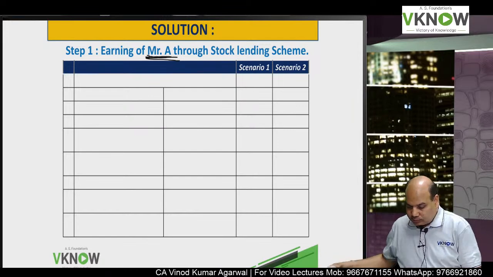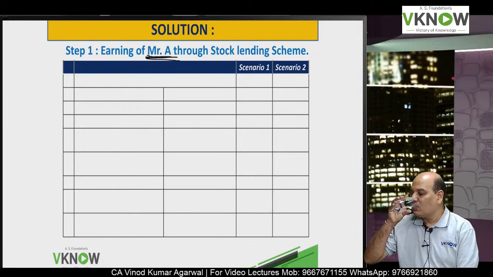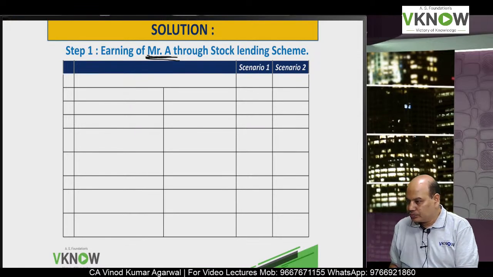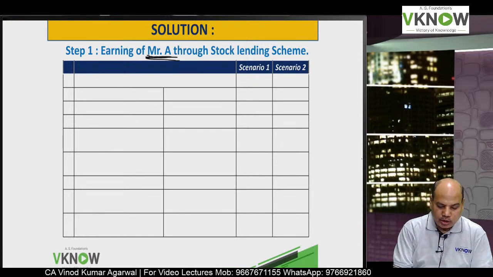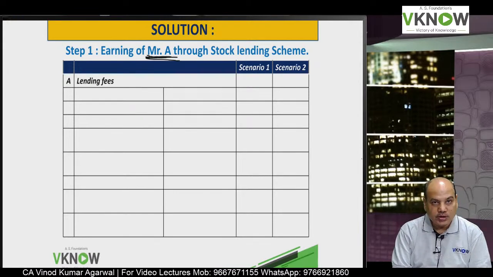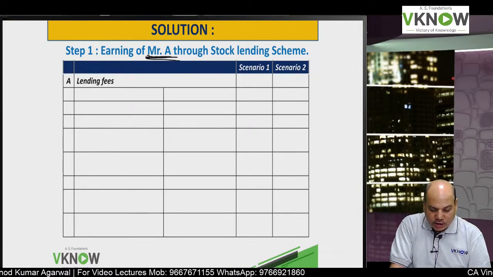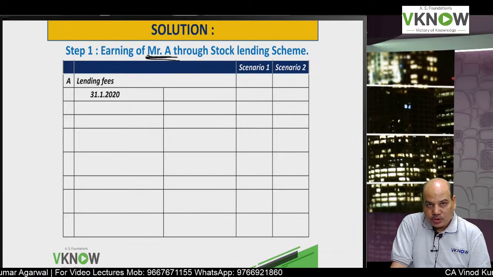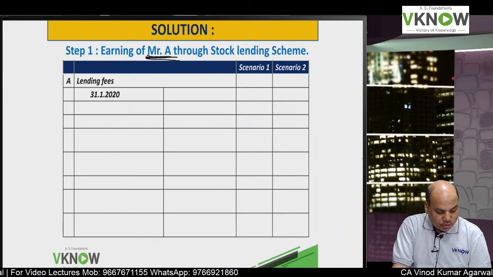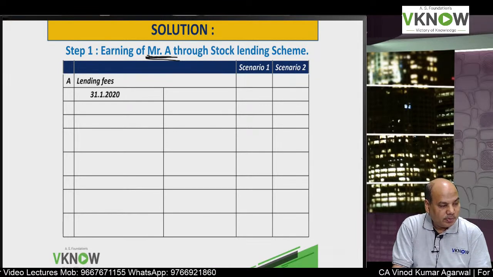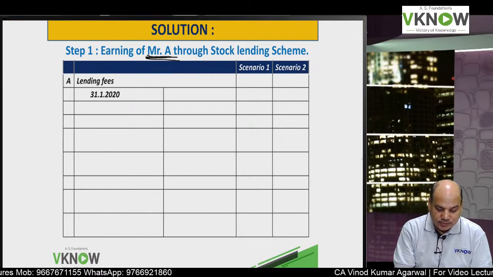Write down step 1: earning of Mr. A through stock lending scheme. On the right hand side, two columns, scenario 1 and scenario 2. So Mr. A will get lending fees. Mr. A will also get dividend. That will be his income from the stock. So first write lending fees.